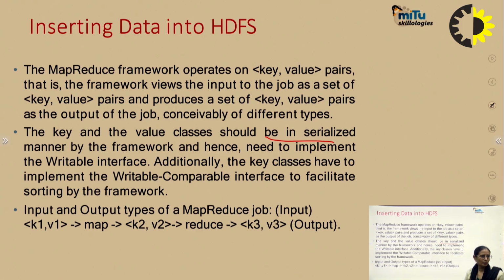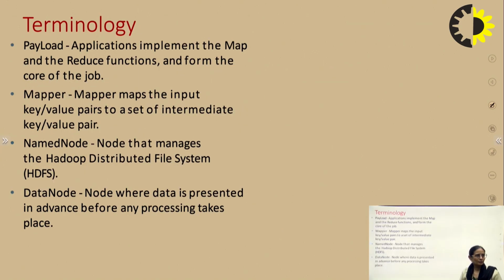So for the input and output types of MapReduce, the input is K1, V1, and after map and reduce we get K3, V3 as an output. The different terminologies which we use here: payload, applications. These are the applications which implement the map and reduce functions and form the core of the job. We call them payload. Then the mapper, we have seen, maps the input pairs to a set of intermediate values.